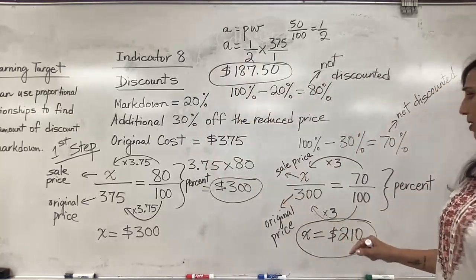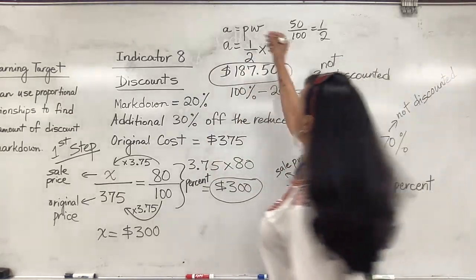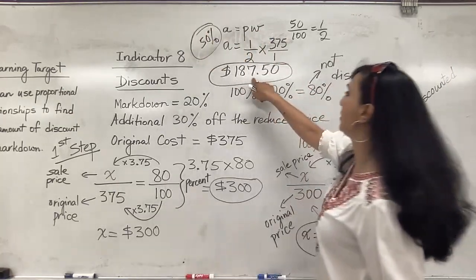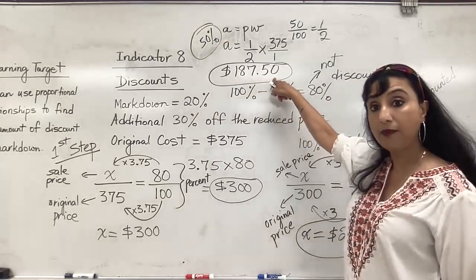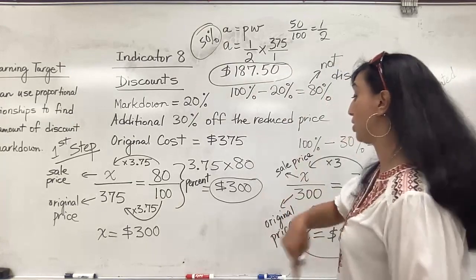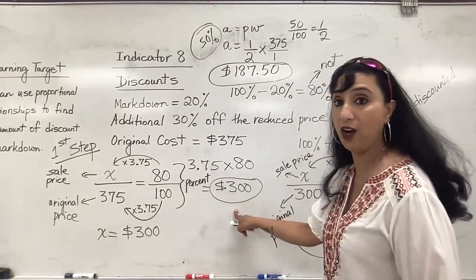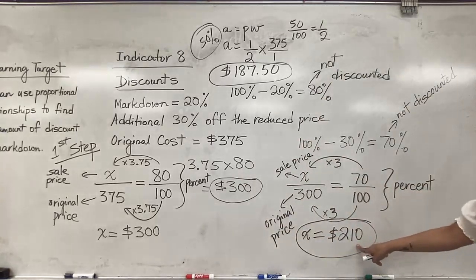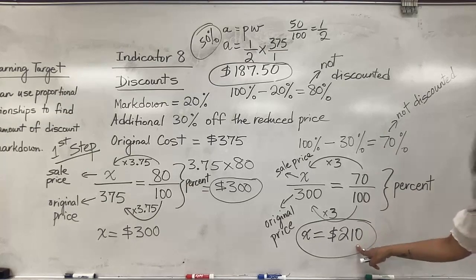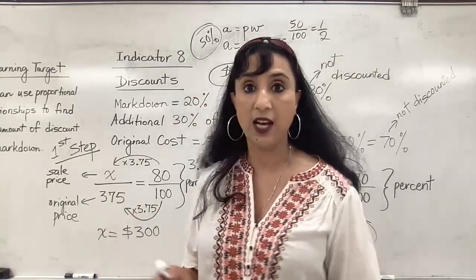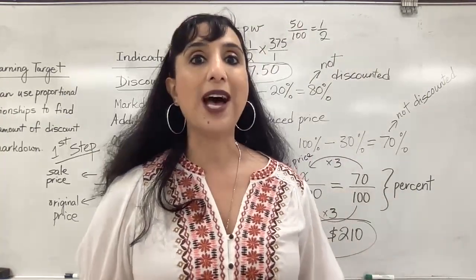So let's look at that. With 50% off, this is 50% off, okay? I am getting $187.50. But when I did 20% off first, I got 300. And then I did another 30%. And then what did I end up with? 210. So look, there's a big difference between 210 and $187.50. So both those are not the same thing.